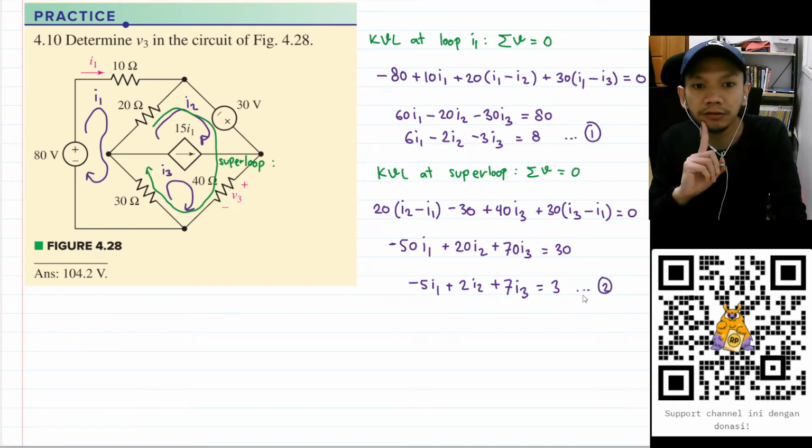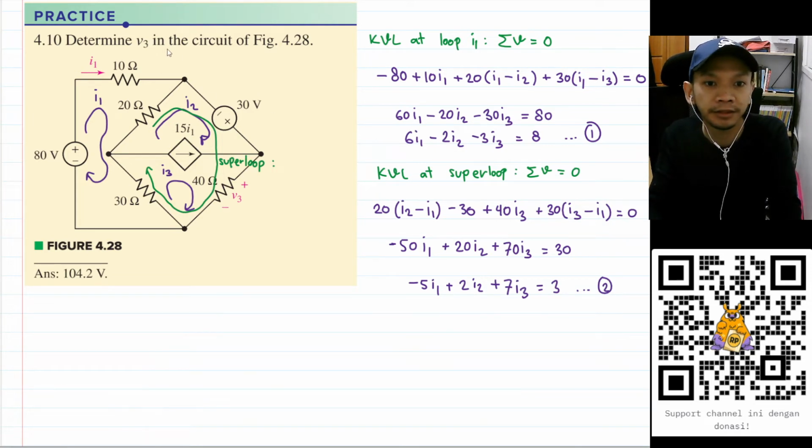Now we cannot do anything more, but we only have two equations for three variables, so we need some help from KCL. Maybe I will just use this node here. Let's name this node A. This current here is I2, this current here is equal to I3, and this current is just the value of the current source, which is 15 I1.